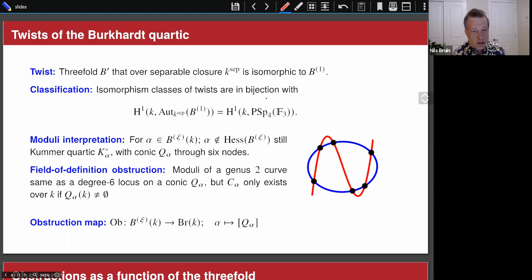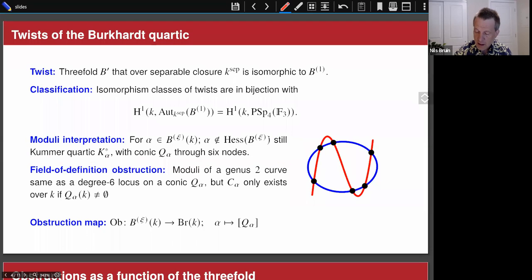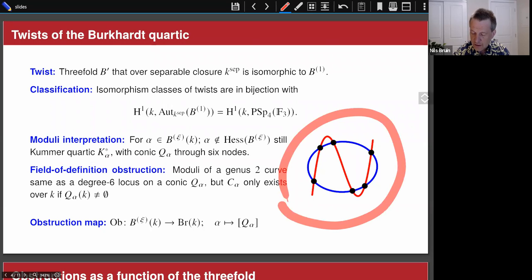And the moduli interpretation largely goes through. We can still construct these dual Kummer quartic surfaces with a conic on it that passes through 6 nodes. But this is where the obstruction comes in. If you specify on a conic 6 points, you can do that by intersecting with a cubic curve, for instance, then that specifies 6 points on the genus 0 curve. So that would be the branch locus of a genus 2 curve, you would normally think. But in order to actually realize a double cover with that ramification locus, you're going to need a rational point on the conic.